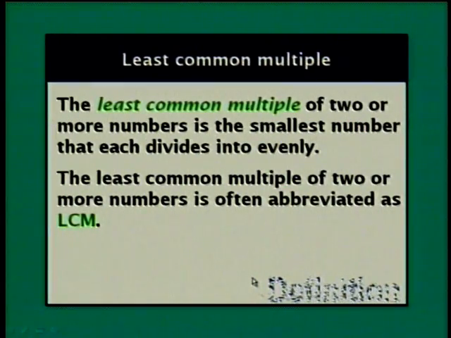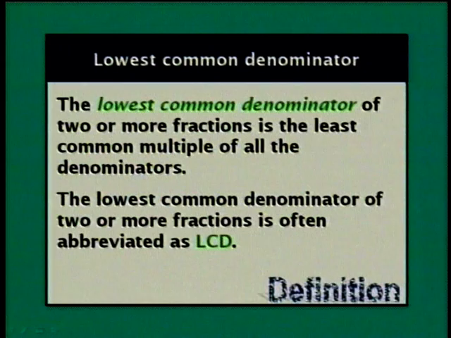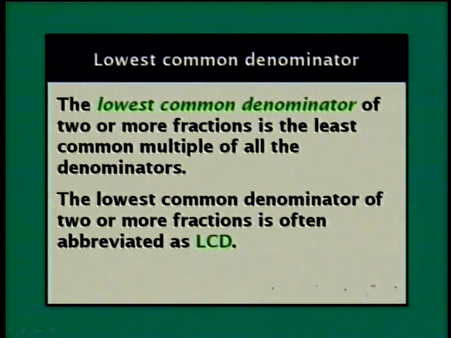The least common multiple of 2 or more numbers is the smallest number that each divides into evenly. The least common multiple of 2 or more numbers is often abbreviated as LCM. The lowest common denominator of 2 or more fractions is the least common multiple of all the denominators. The lowest common denominator of 2 or more fractions is often abbreviated as LCD.